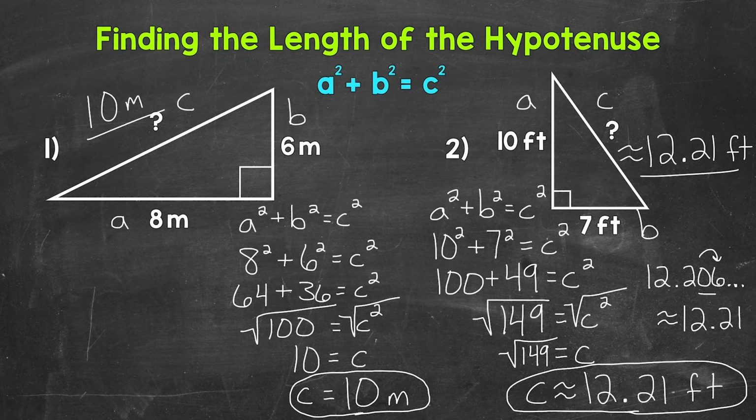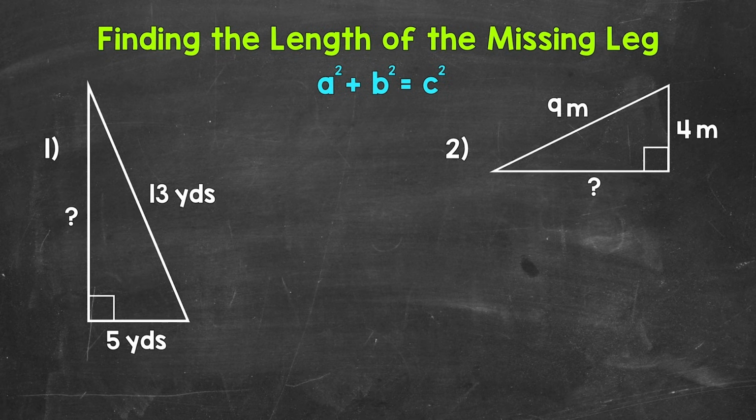Let's move on to finding the length of a leg. Here are a couple of right triangles, and we need to find the length of a missing leg. Let's jump into our examples, starting with number 1, where we have a right triangle with one of the legs given and then the hypotenuse given. So one of the legs measures 5 yards and then the hypotenuse measures 13 yards. We need to find the length of the missing leg.